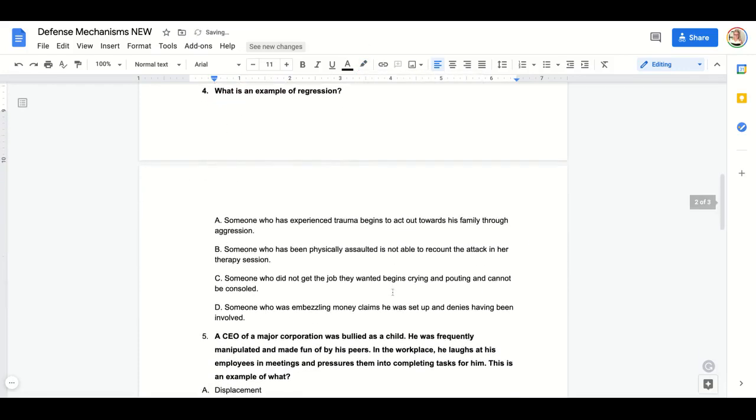Okay. Number 4. What is an example of regression? A, someone who has experienced trauma begins to act out towards his family through aggression. B, someone who has been physically assaulted is not able to recount the attack in her therapy session. C, someone who did not get the job they wanted begins crying and pouting and cannot be consoled. D, someone who was embezzling money claims he was set up and denies having been involved. We're looking for regression here.